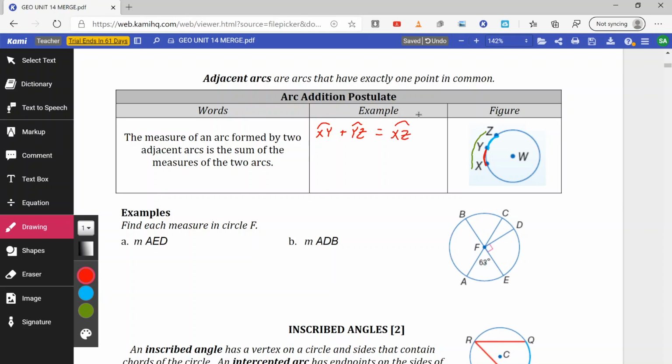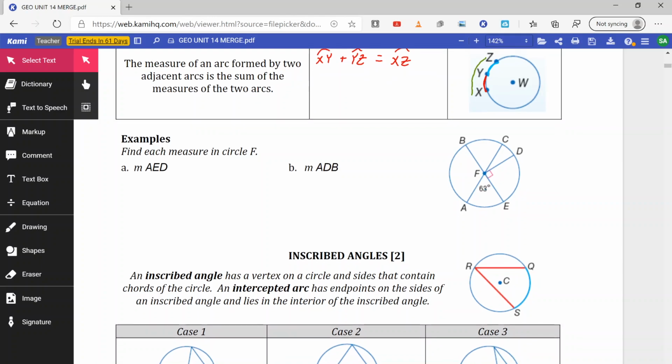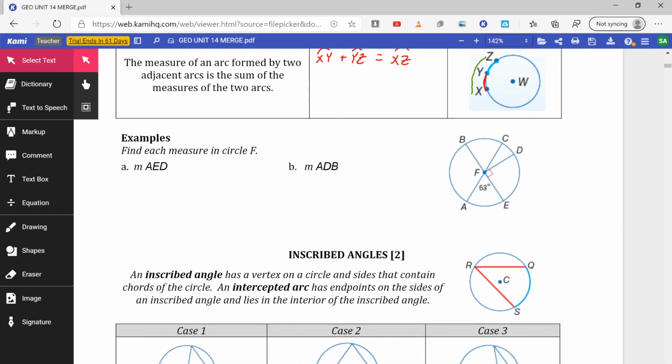Basically, it's addition, segment addition, angle addition. We've seen it before in previous units, lessons. It's the same thing when it comes to circles. If I take two parts and add them together, I get the whole. So we can apply this and figure out measurements here in Circle F. So we are tasked with finding these two measures. We are tasked with finding arc AED and arc ADB.